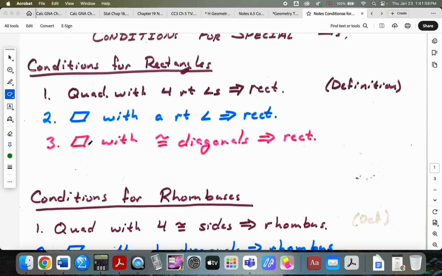The next two, it's got to be a parallelogram first. So you have to know that it's a parallelogram. How do you know it's a parallelogram? Well, there were 5 ways to know those. If you don't know those yet, you got to know those for this next test. So those are if both pairs of opposite sides are parallel. That's the most obvious one. If both pairs of opposite sides are congruent, it's a parallelogram.